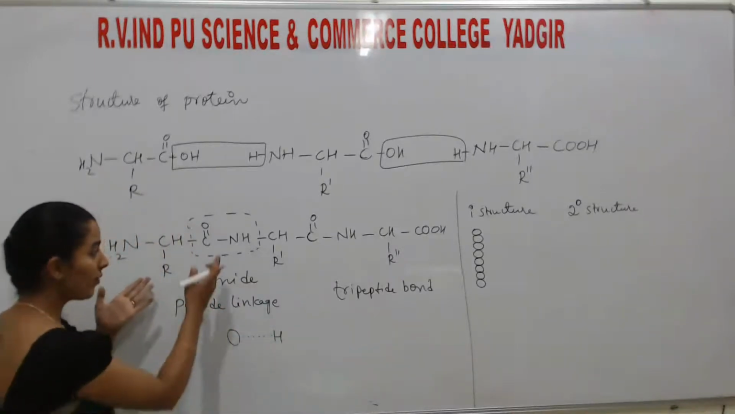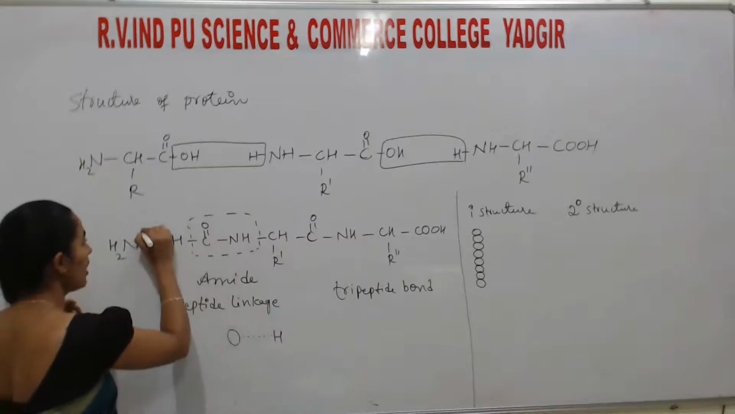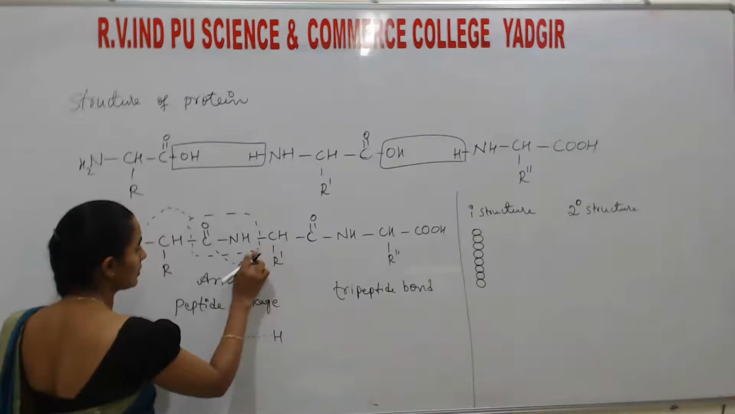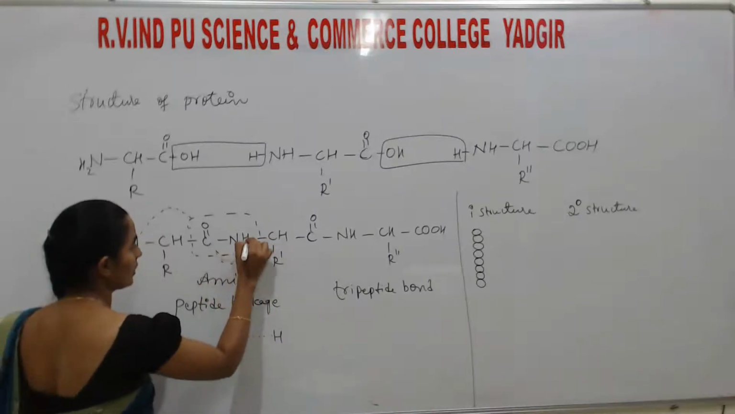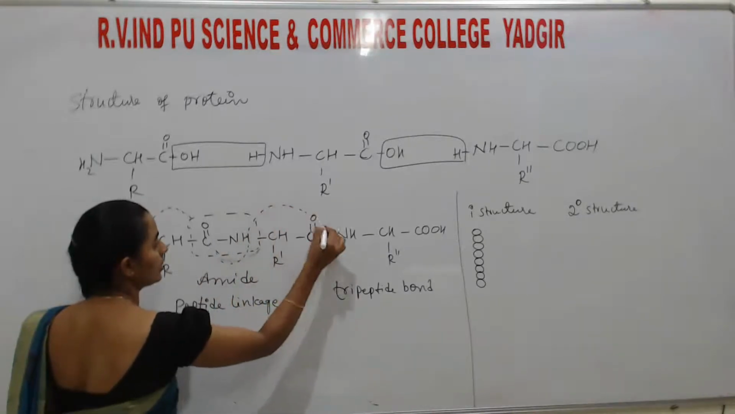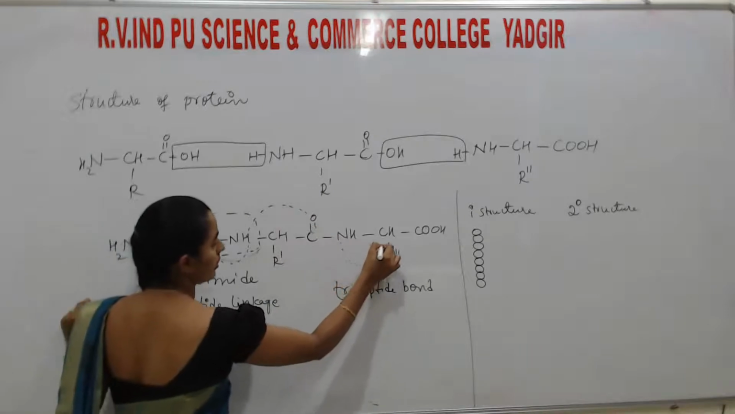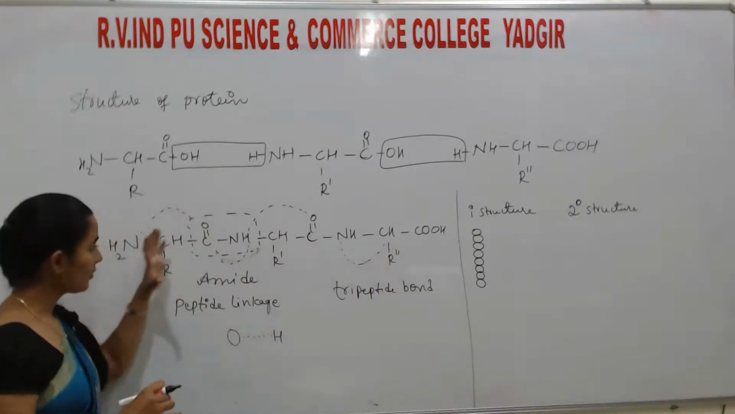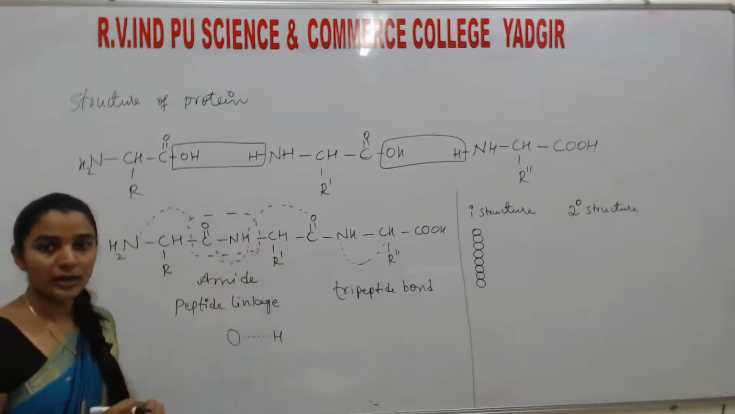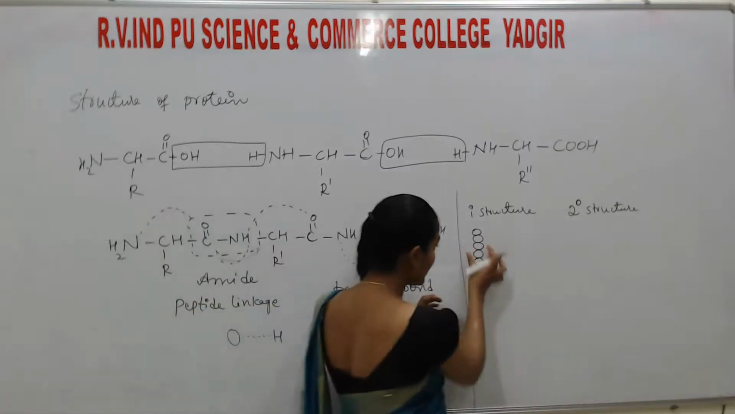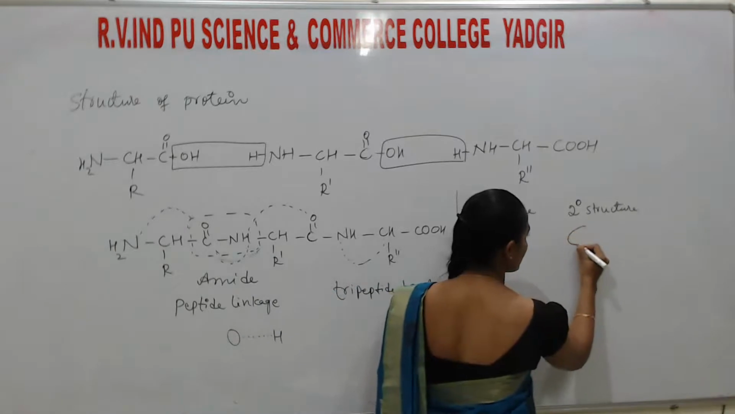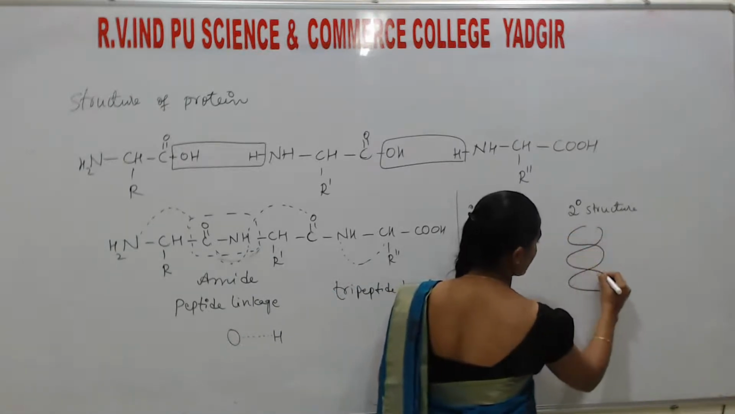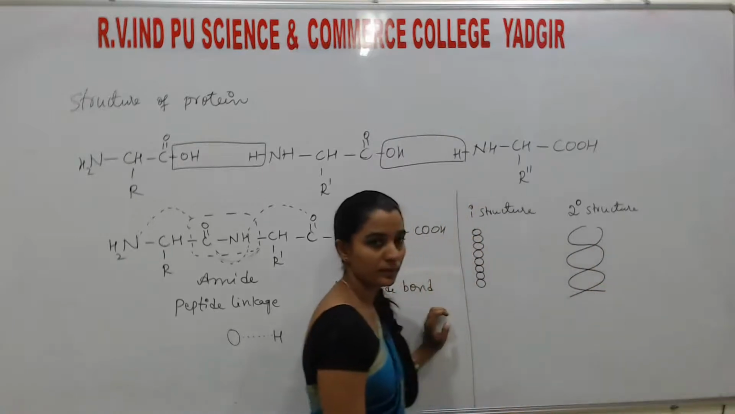Understand? So when they form hydrogen bond, students, they start bonding like this. This one bonded here, again this one bonded here, this one bonded here, like this. They started arranging. They started forming hydrogen bond with the highly electronegative atom. Then this arrangement is arranged in this manner. This is called the alpha helix structure.